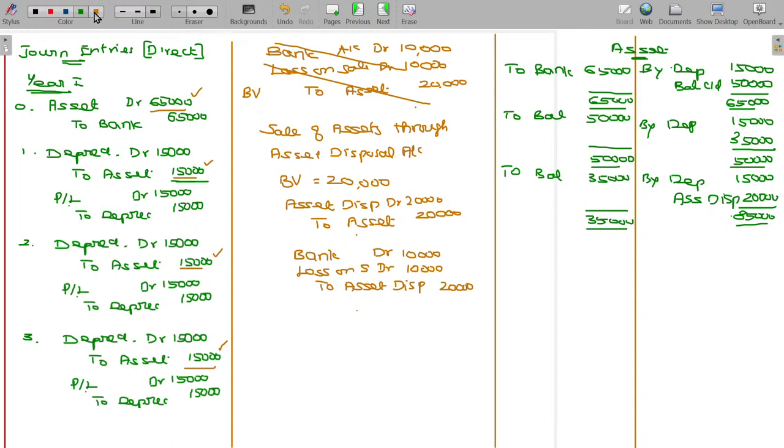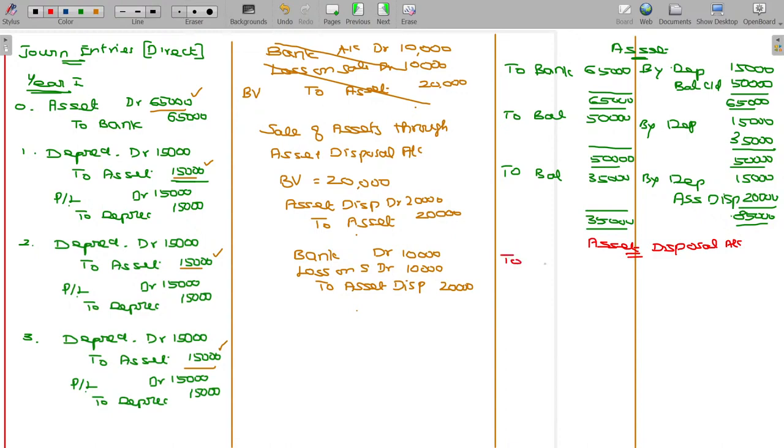After the disposal transfer, what happens? We have to open a new account called asset disposal account. You should not have any confusions here. Asset disposal account.